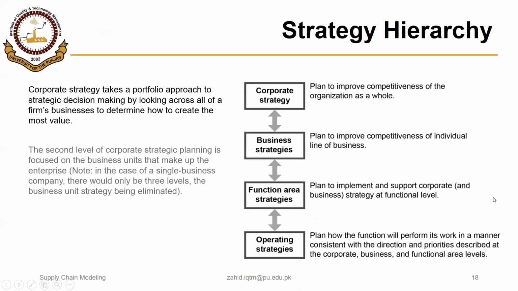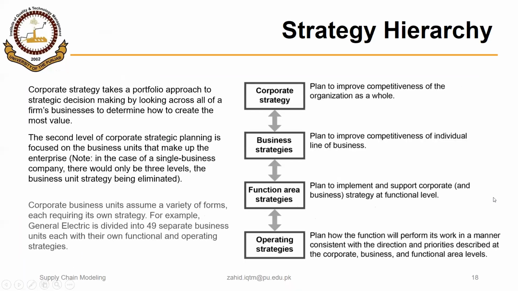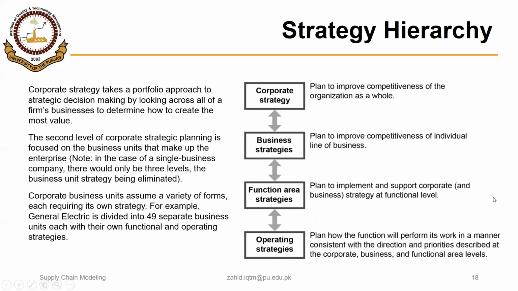So, strategy hierarchy. There are four levels of strategies in any business. Generally, there could be three as well, we will see. At the top is the corporate strategy, then we have business strategy, then functional strategy or function, and finally operating strategies.